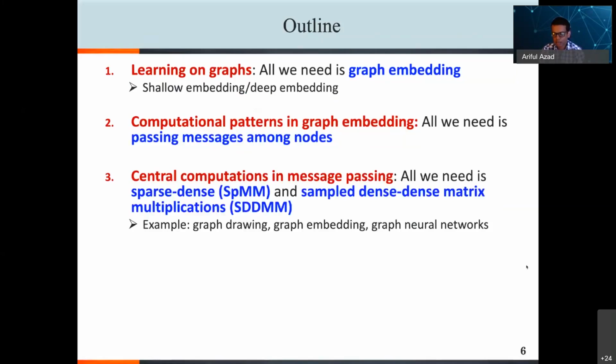Then, if we consider message passing as the primary computation in graph embedding algorithms, I will discuss what those computations are. I will discuss two linear algebra operations: multiplying a sparse matrix by a dense matrix, called SpMM, and multiplying two dense matrices sampled by another sparse matrix, called SDDMM. Those are two computational kernels that we need in almost any message passing based graph learning algorithm. I will give three examples: graph drawing, graph embedding, and graph neural network.